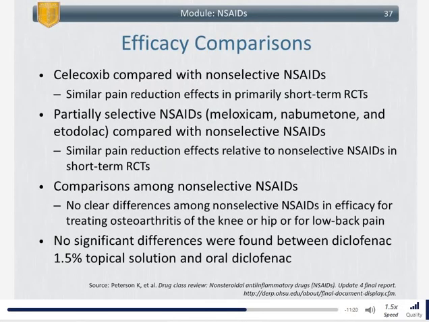So when we look at efficacy comparisons, a lot of people think that Celebrex or celecoxib is not as effective, but actually it appears to be similarly efficacious to other NSAIDs. The partial COX-2 inhibitors all seem to be similar to the non-selective ones. If you compare among the non-selective ones, they're all basically the same in terms of efficacy. And very interestingly, if you look at diclofenac and compare the topical solution versus the oral, roughly equally efficacious.